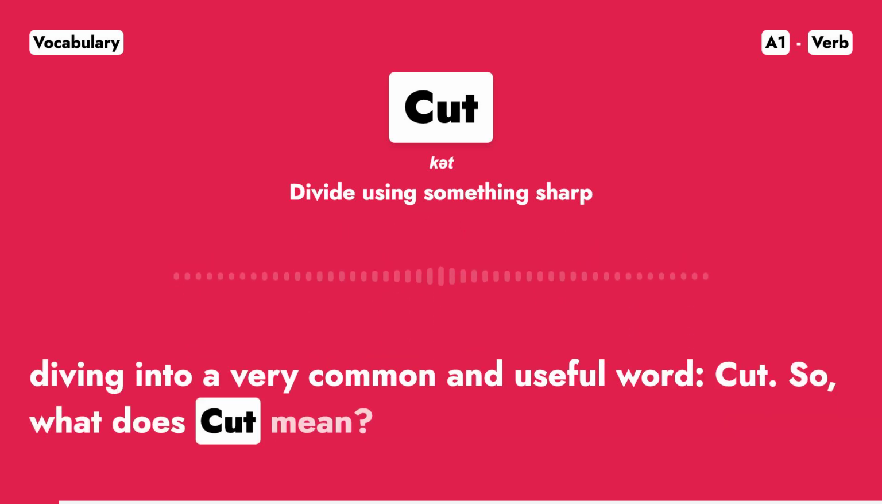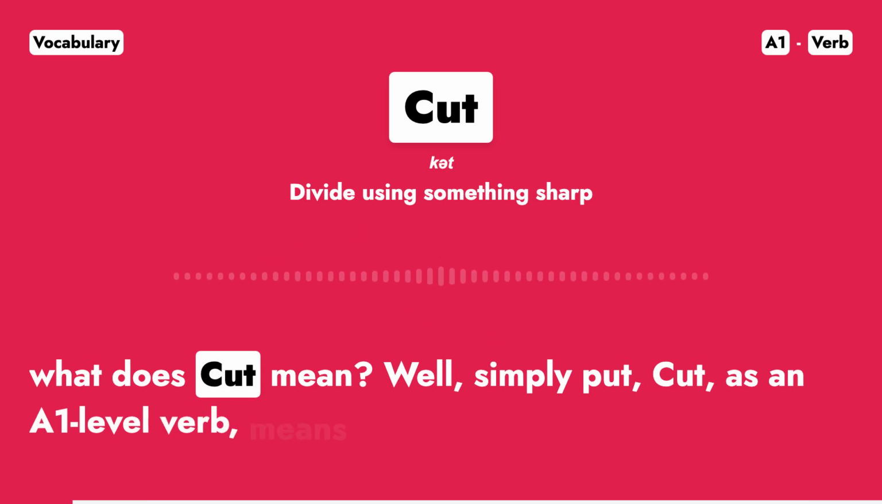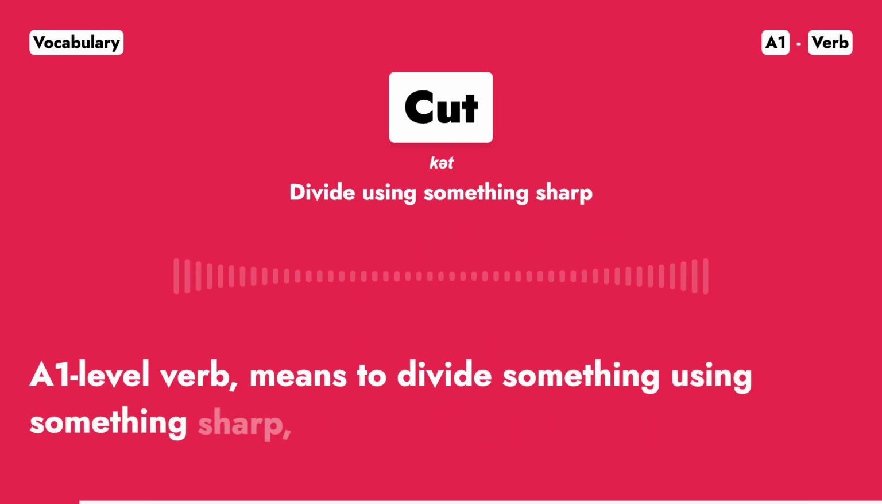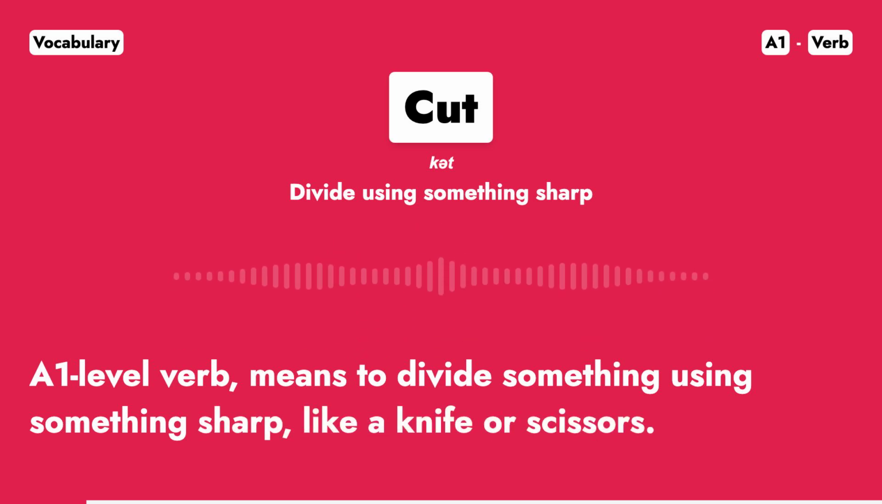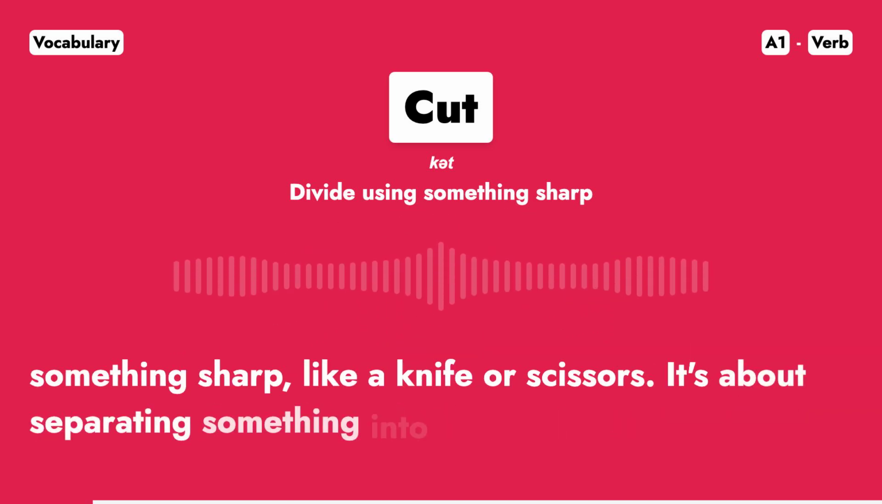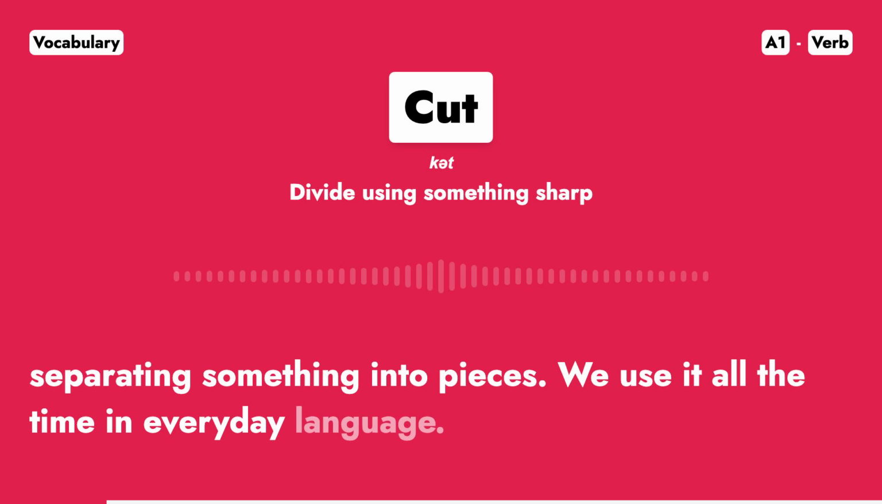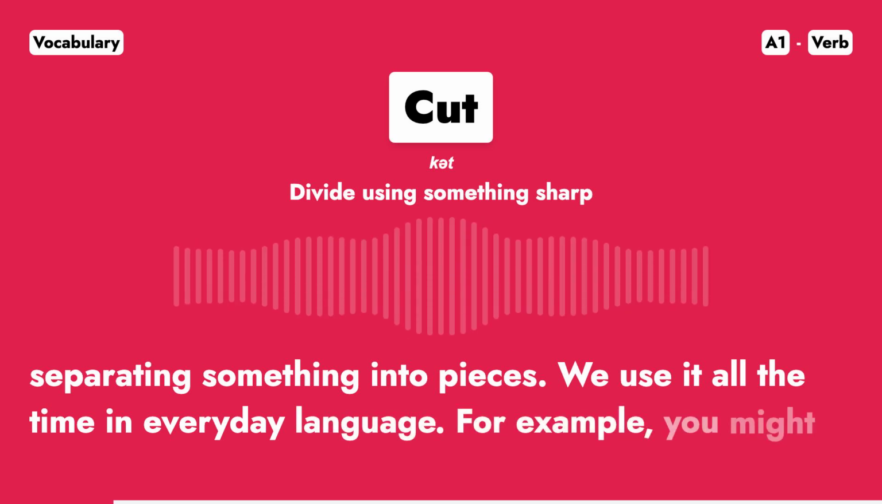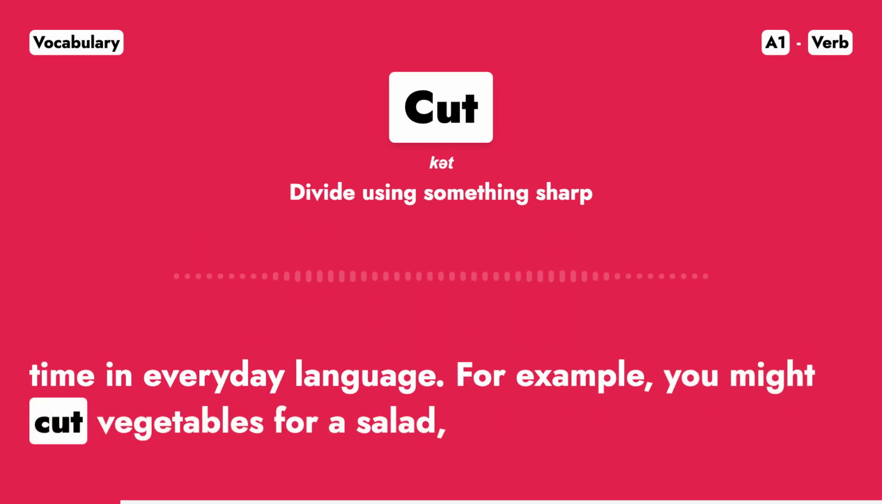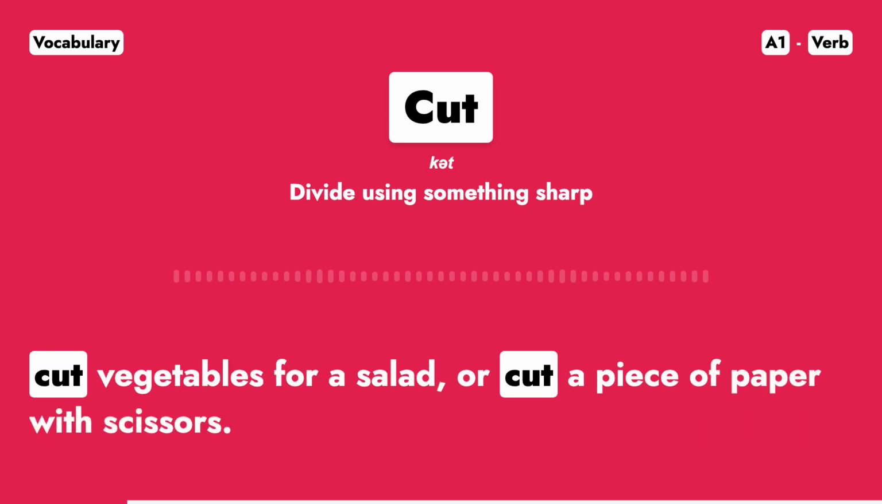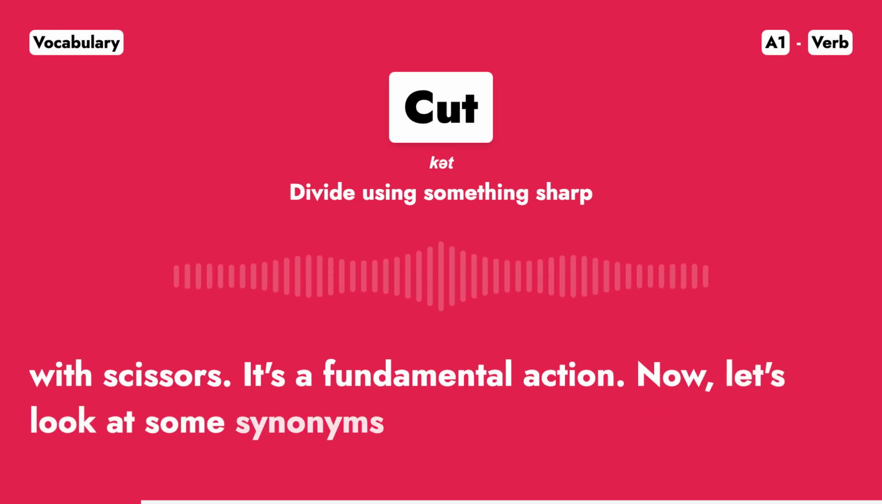So, what does cut mean? Well, simply put, cut as an A1 level verb means to divide something using something sharp, like a knife or scissors. It's about separating something into pieces. We use it all the time in everyday language. For example, you might cut vegetables for a salad or cut a piece of paper with scissors. It's a fundamental action.